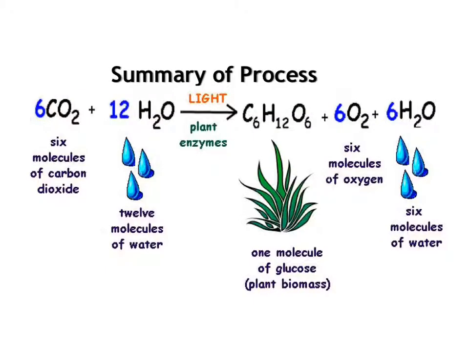Let's talk a little bit about the process overall. This is a whole summary of the process of photosynthesis. In this process, 6 molecules of carbon dioxide together with 12 molecules of water and the energy contained within sunlight and some enzymes in the plant cell produce 1 molecule of glucose, which becomes the plant's biomass. 6 molecules of oxygen are generated, as well as 6 molecules of water. Okay, so the net water is 6 in, because you have 12 in and 6 out, so the net is 6. You need water to do this thing.